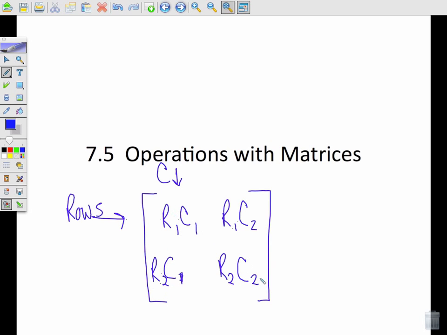You have the 4 elements, so if you have 2 rows by 2 columns, we call that a 2 by 2 matrix, and we always do the rows by the columns. All right, so that's the size of the matrix. We use the dimensions in order to compare matrices.